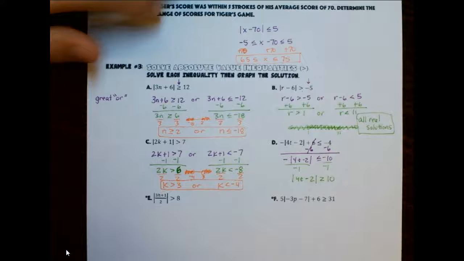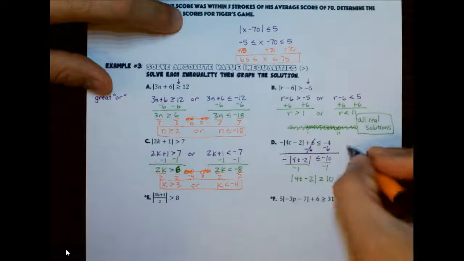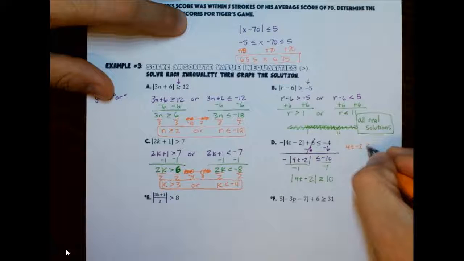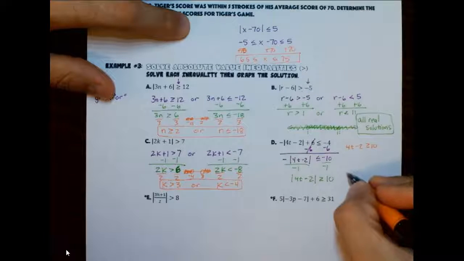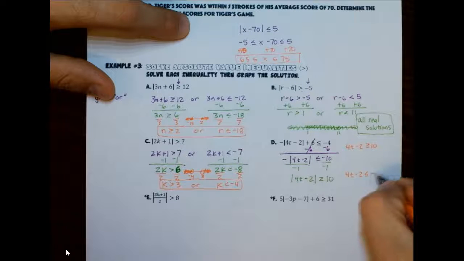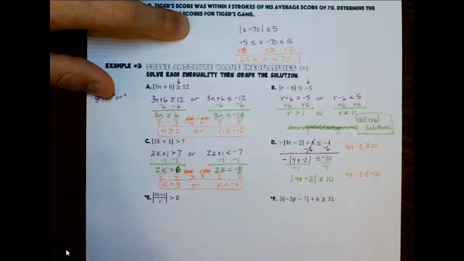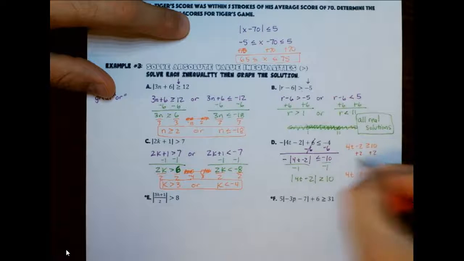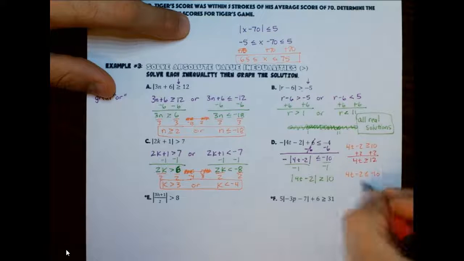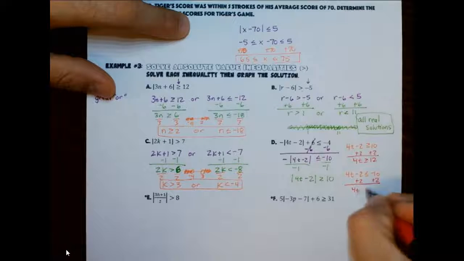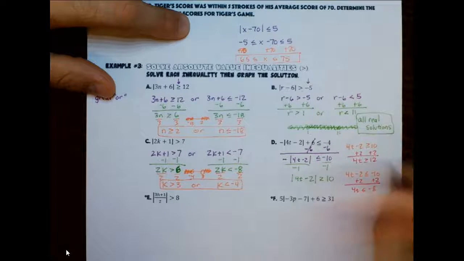So set up two equations. First one, 4t minus 2 is greater than or equal to 10. Or I have 4t minus 2 is less than or equal to negative 10. So I'm going to add 2 to both sides. So 4t is greater than or equal to 12. Add 2 to both sides. So 4t is less than or equal to negative 8.